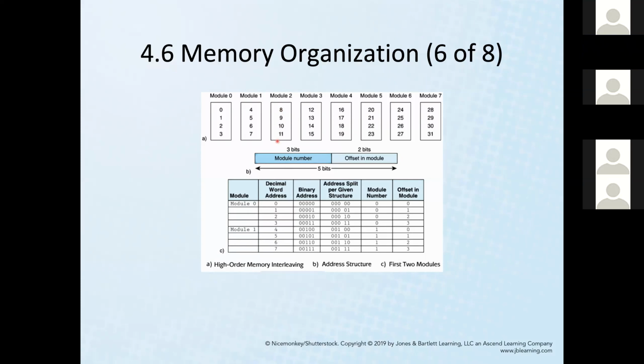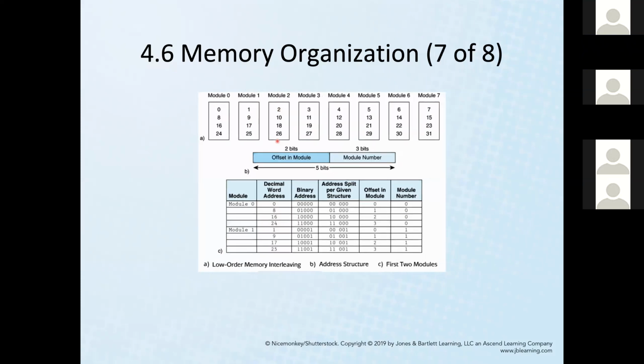Let's see how low order interleaving works, okay? We hope that by using low order interleaving, we can get better performance. This slide shows the low order interleaving. The same story here in the table, but when we split the addresses, on the left side we just have 2 digits. On the right side, we have 3 digits, okay? And if we look at these addresses, we can see that address 00000 will be stored in module 0 and offset 0.